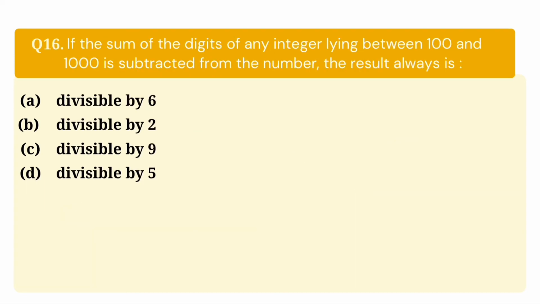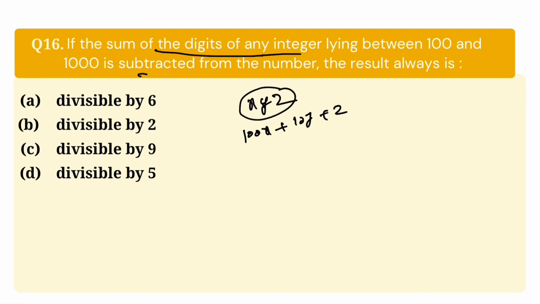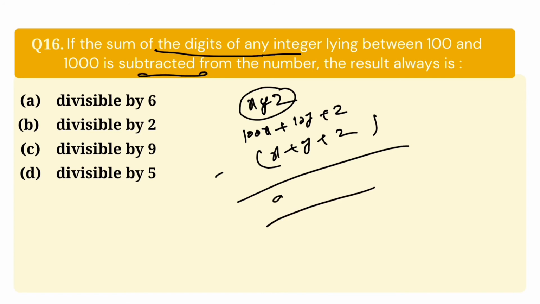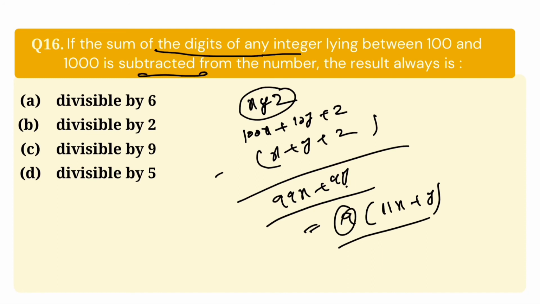Sum of digits of any integer lying between 100 and 1000 is subtracted from the number. The result is always... So this is an easy question; we have already covered it in previous examples. Let me take a 3-digit number between 100 and 1000 as xyz. Its value is 100x plus 10y plus z, and the sum of digits, x plus y plus z, has to be subtracted from this number. The result is 99x plus 9y, and z gets cancelled. Take 9 common, it becomes 9 times (11x plus y). So it is always divisible by 9.